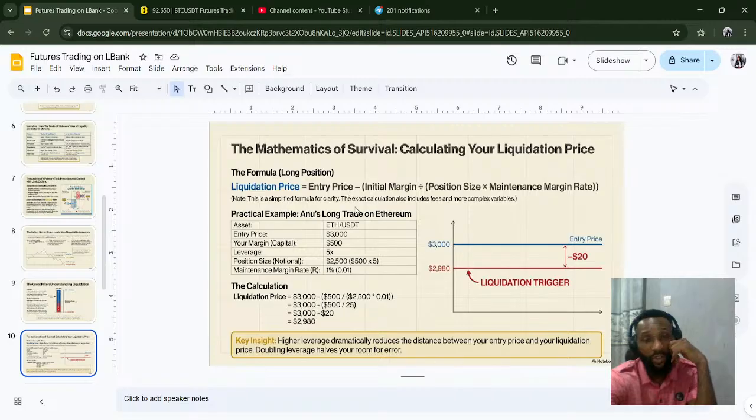This is just a simplified formula for clarity. The exact calculation includes more things like fees and more complex variables. So this is just a simple way so that you guys wouldn't get confused. Practical examples next, with a long trade on Ethereum.